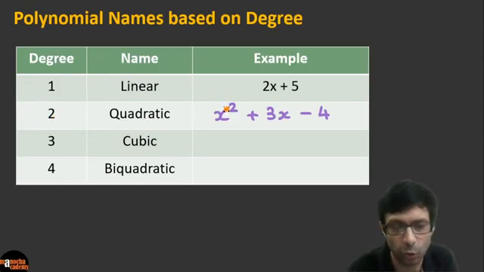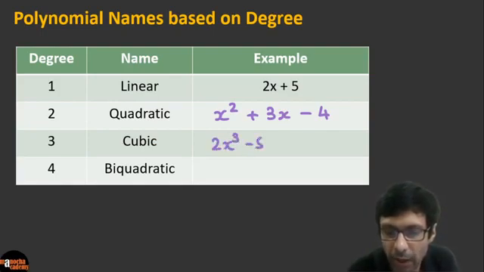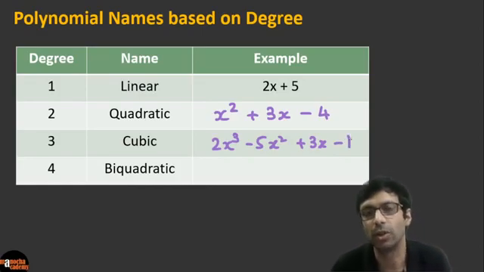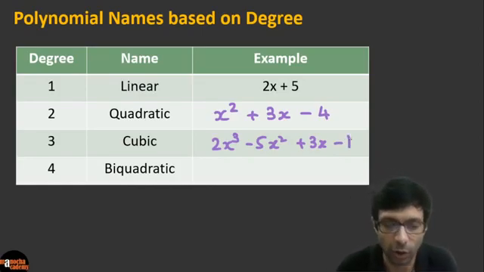The highest power is 2. When the degree is 3, it's called a cubic polynomial. So an example would be something like 2x cubed minus 5x squared plus 3x minus 1. Whatever the example, here you can see the highest power is 3. So it's degree 3, it's called cubic.